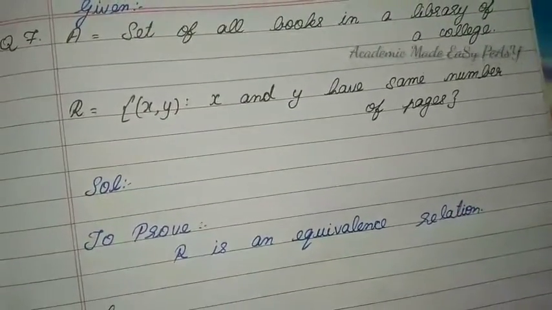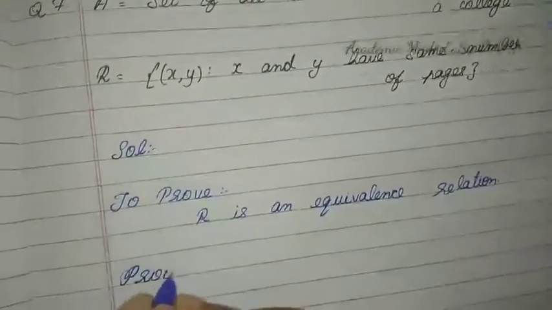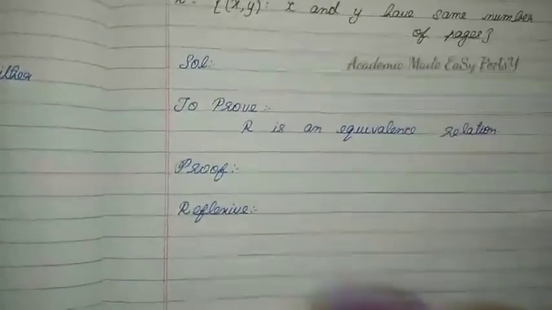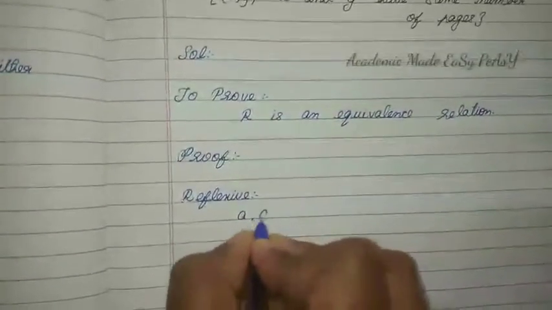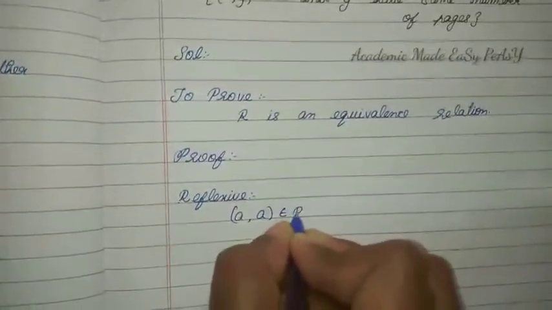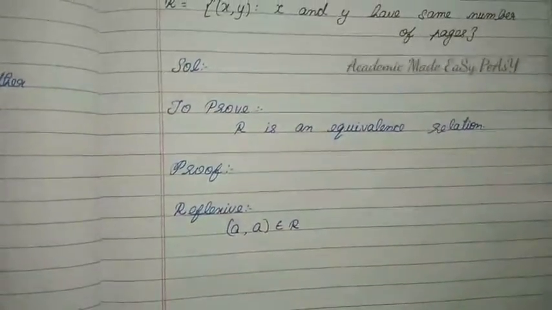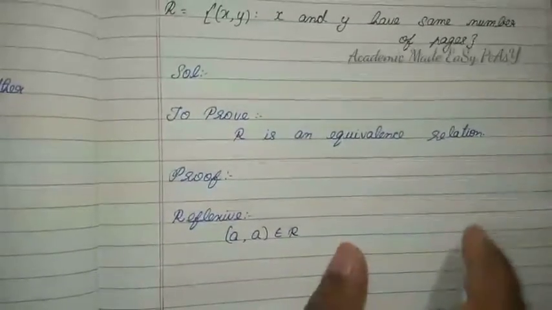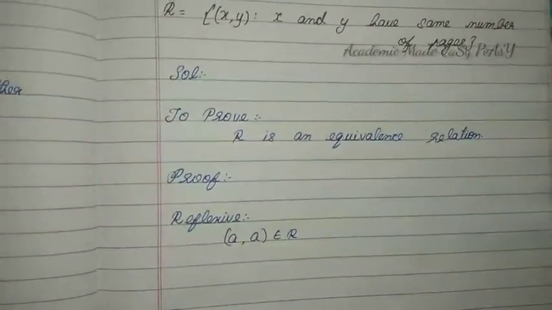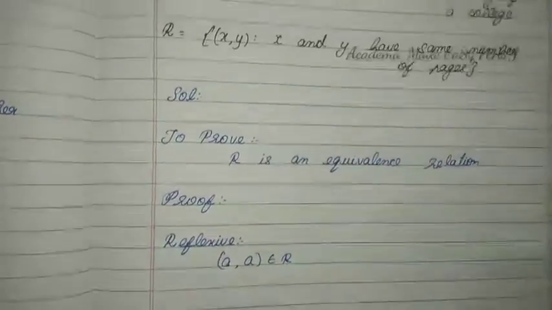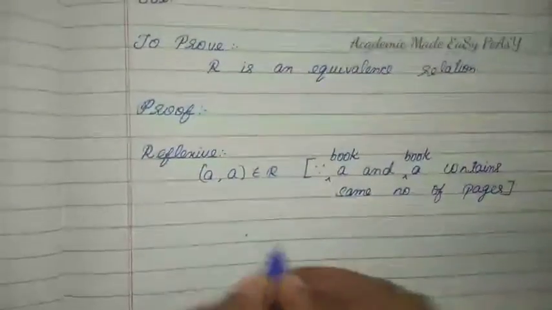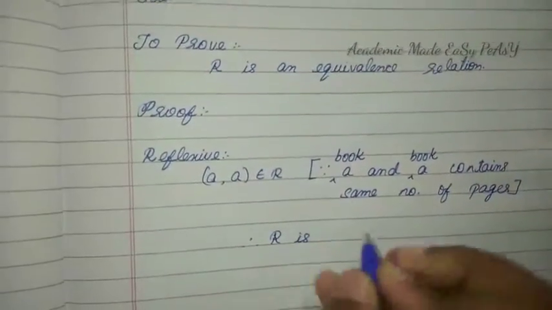Okay, so now we'll move on to the proof part. So for reflexive, what is the condition? (A, A) should belong to R, isn't it? So if we take any book, that book will contain the same number of pages, isn't it? So it is. Therefore, R is reflexive.